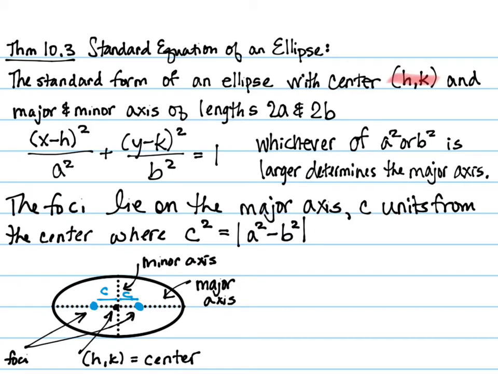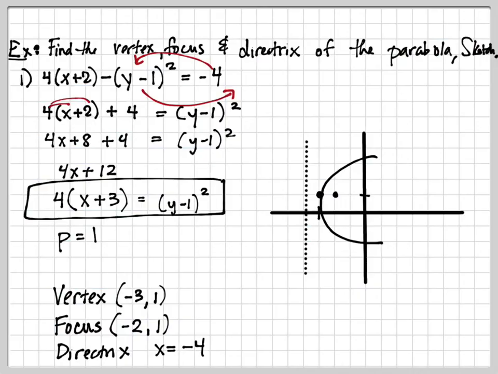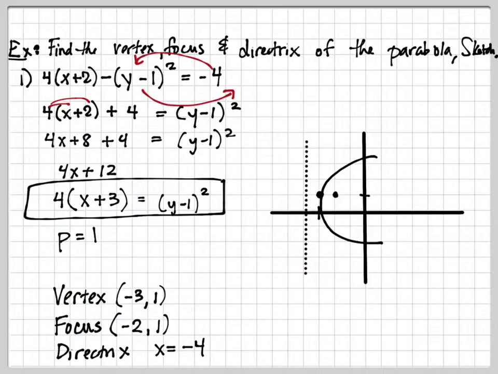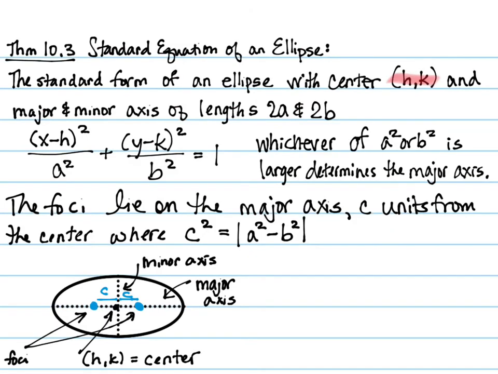And there are equations in the book, much like there were equations for the focus and the directrix on the parabola, for finding the foci, the major and minor axes and all of that. But again, it's easier to just do it with the graph as you're going. So that's how I'm going to show you to do that. But if you don't like that and you want to use the equations, by all means, go find them.